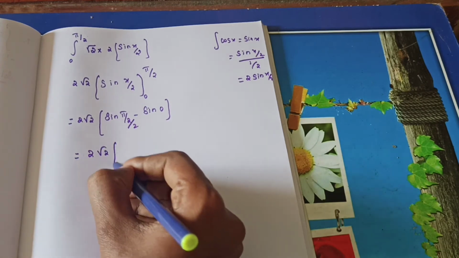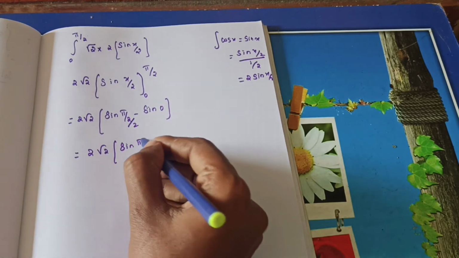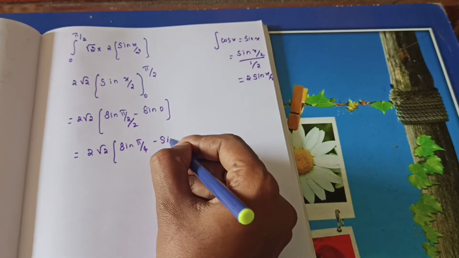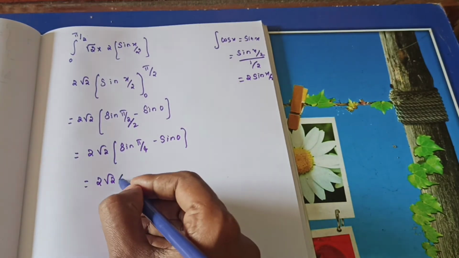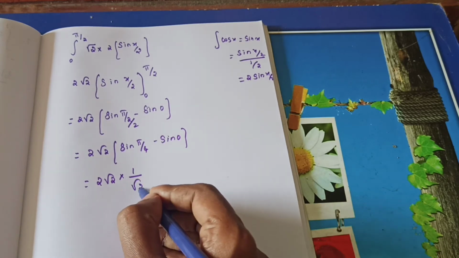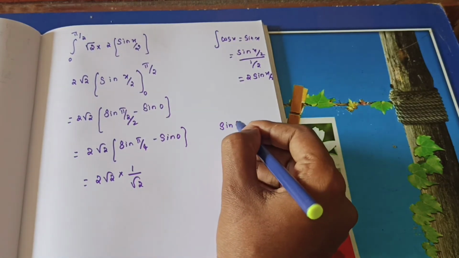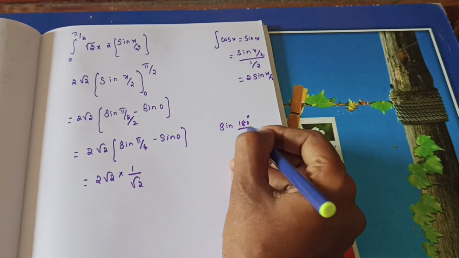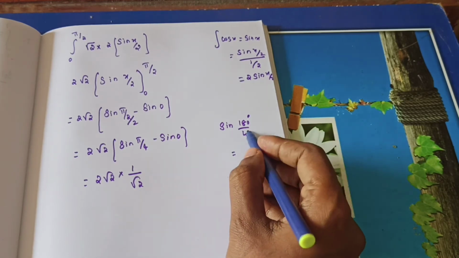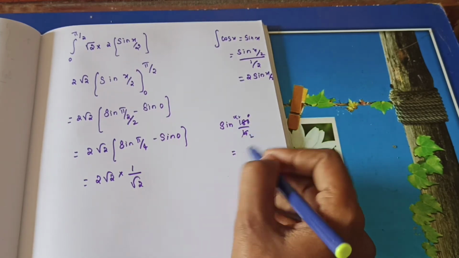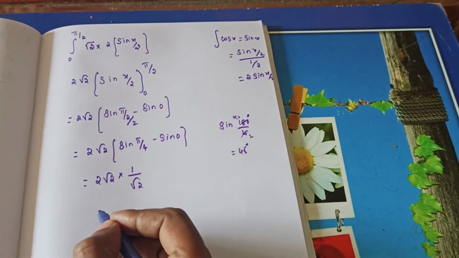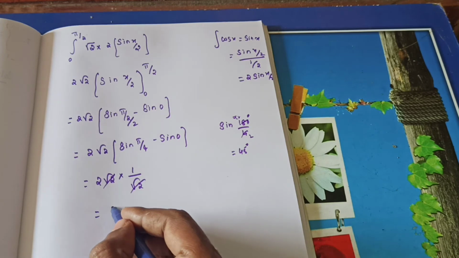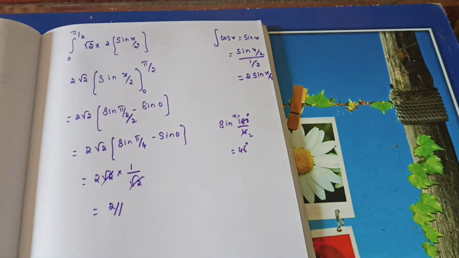So sin pi by 4 minus sin 0. So what's the value? 2 root 2. Sin pi by 4, what's the value? 1 by root 2. Correct? Sin pi by 4 means 180 degree divided by 4. Correct? So we will get 45 degree. So sin 45 degree is 1 by root 2. Sin 0, the value is 0. You know. So root 2 and root 2 get cancelled. The answer is 2. Understand? Okay. Do it very carefully.